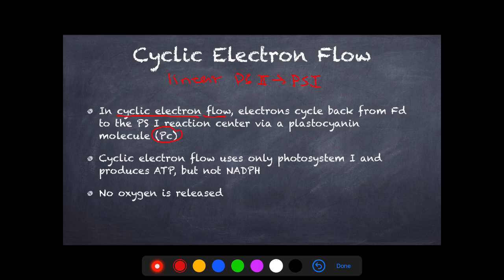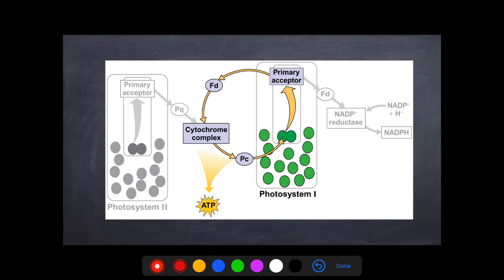So remember, linear flow makes NADPH, cyclic electron flow is going to make ATP. And then you're not going to have any oxygen being released in this process. So again, in cyclic electron flow, you are going to pretty much only be using photosystem 1. When I say it's the opposite of linear, it's because you're not going this way. It will kind of just circle back between PS1 and itself. And it's going to make ATP instead of NADPH because NADPH was made in the linear flow.